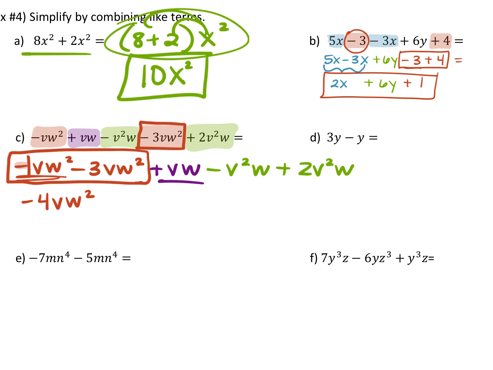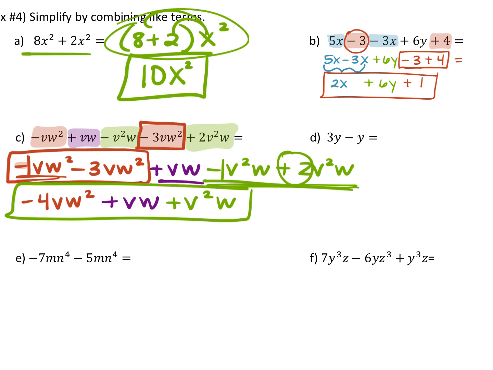Then we have plus VW. Then we have minus V squared W plus 2V squared W. What does this become? Not negative. This is like a negative 1, and we are adding 2 to it. 1. Do you need the 1? No. So you can just write plus V squared W. If you put a 1 in there, I don't mark you wrong, but you don't need it. Okay?